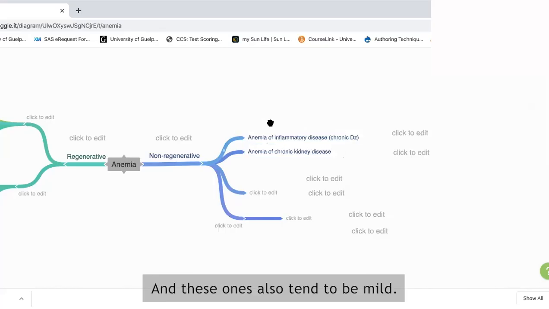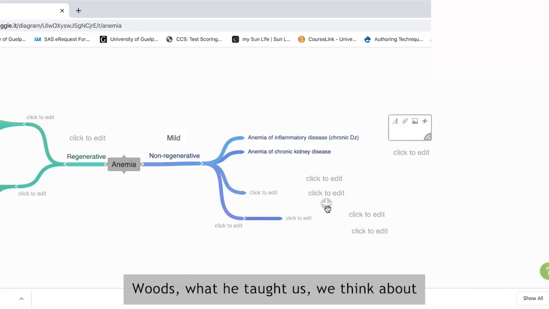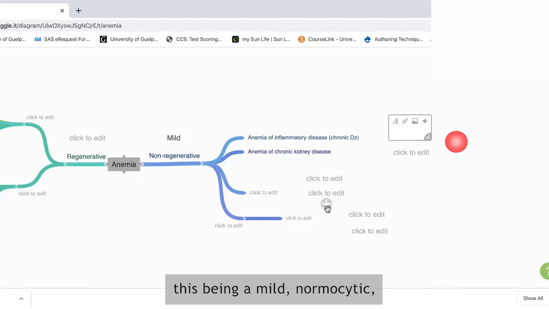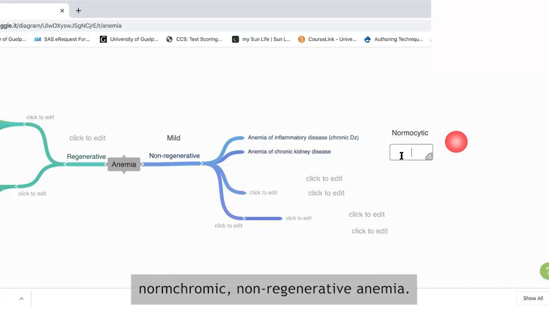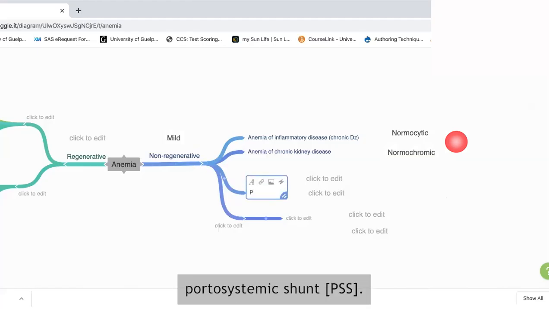And these ones also tend to be mild. When we think back to Dr. Woods, what he taught us, we think about this being a mild normocytic, normochromic, non-regenerative anemia. The other types of anemias that fall under this non-regenerative category are portosystemic shunt, PSS.